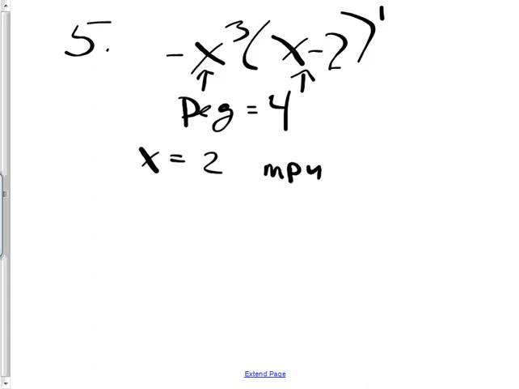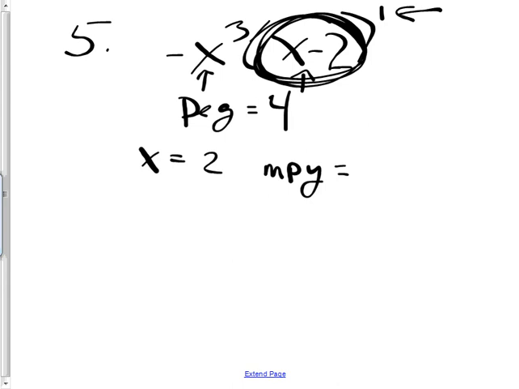I'd abbreviate it MPY. Its multiplicity is not 0. What's the multiplicity again? It's the little power. So what's the power for the root of 2? This is the root of 2. That's the power for it. That's the multiplicity for it. 1. Its multiplicity is 1.